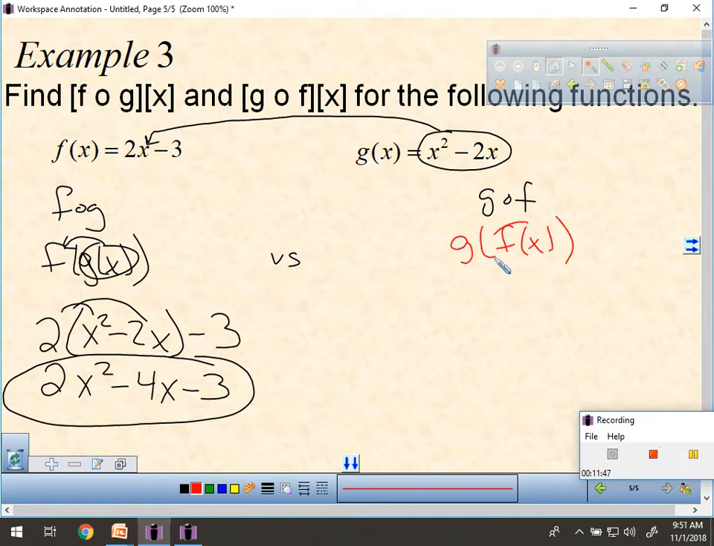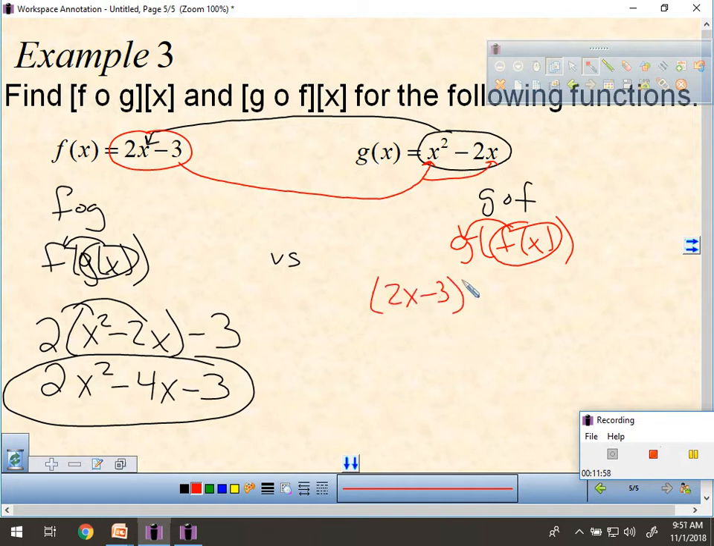So you got to plug the f of x into g. So I'm going to take this and plug it, here's what makes it difficult, into here, but also into there. So what I'd have is 2x minus 3 squared minus 2 times 2x minus 3. So this is definitely the one that's more involved.